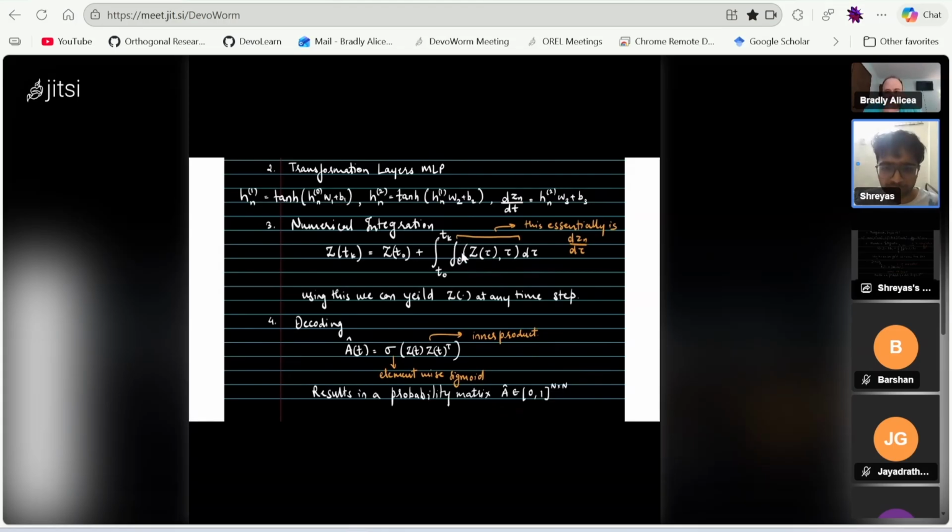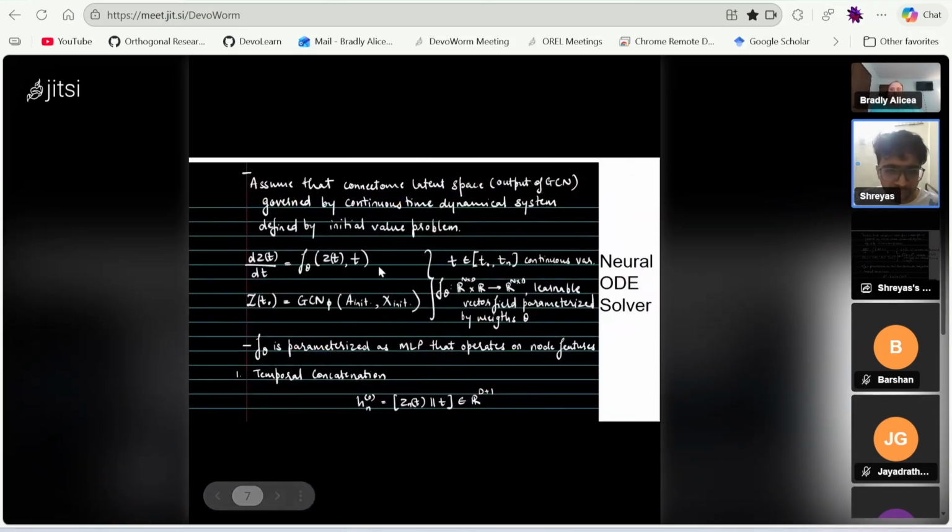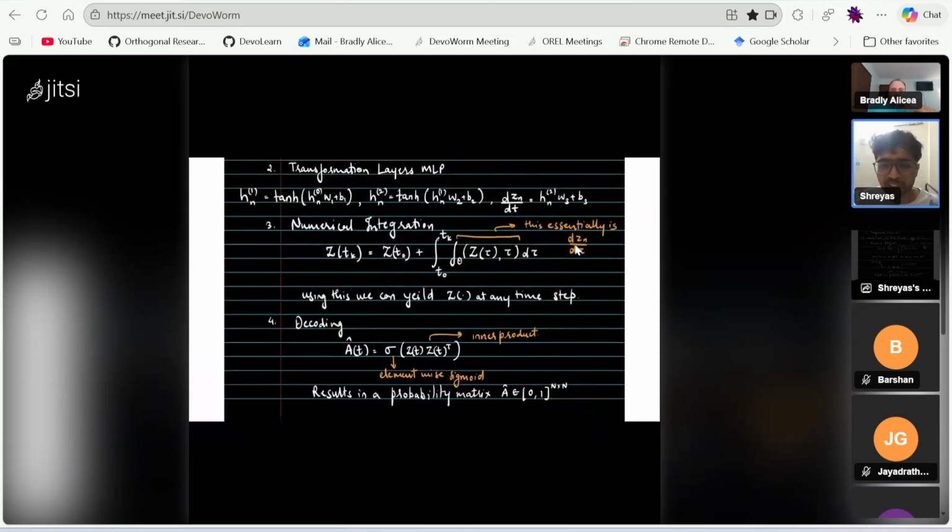This seems a bit cryptic here, the f_theta(z(tau), tau). Essentially, this is just dz/dtau. If we integrate it, we get dz, and then we add the initial value, essentially solving the initial value problem. We get the latent space of the connectome at any point t in time. So using this, we can yield z at any time step.